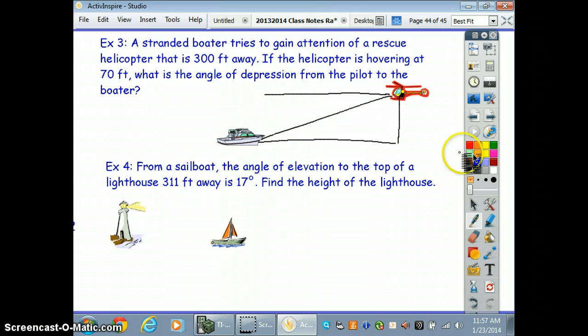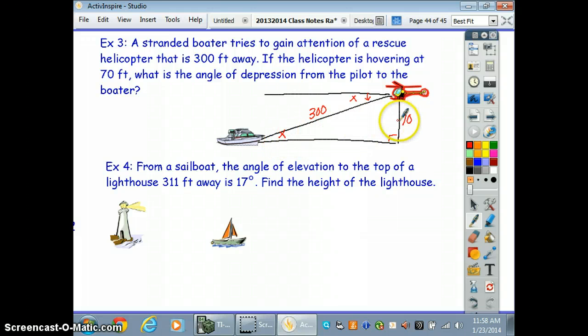Take this up here. I have an angle of depression, which is unknown. I do know that this boat and helicopter are 300 feet apart, and this distance is 70. Okay, so it looks like it is this angle right here, it equals that, right? Because the angle of depression equals the angle of elevation.